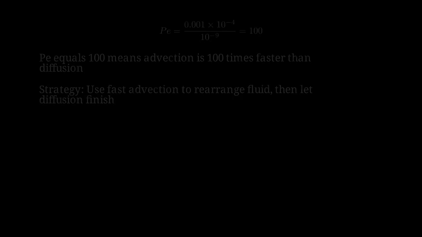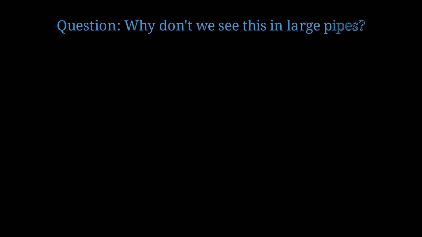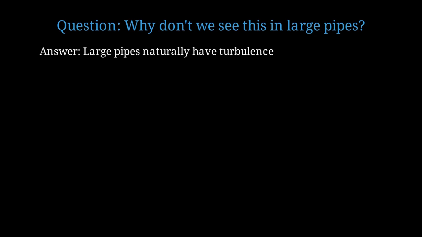mixing. You might wonder, if chaotic advection is so effective, why don't we use it in large industrial pipes? In large pipes at typical flow rates, the Reynolds number is high, often thousands or tens of thousands. The flow is naturally turbulent, which provides excellent mixing without any special geometry. You can think of turbulence as nature's own chaotic advection. Random eddies at all size scales stretch and fold the fluid extremely efficiently.